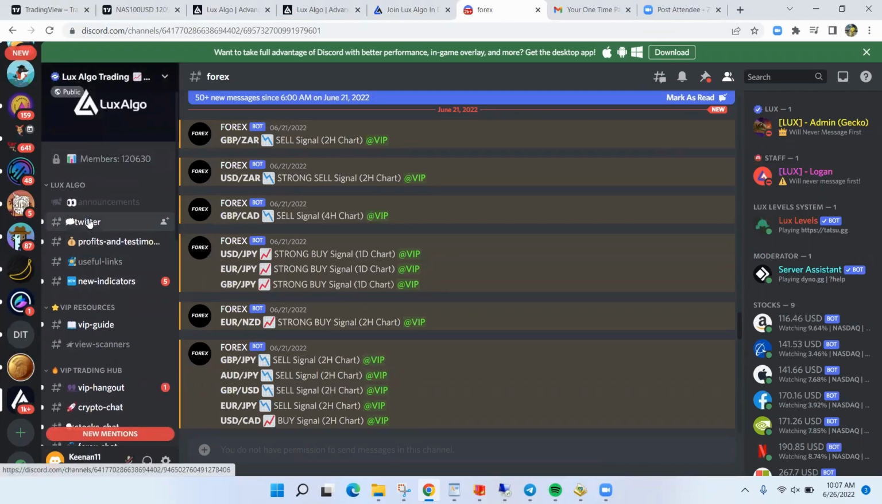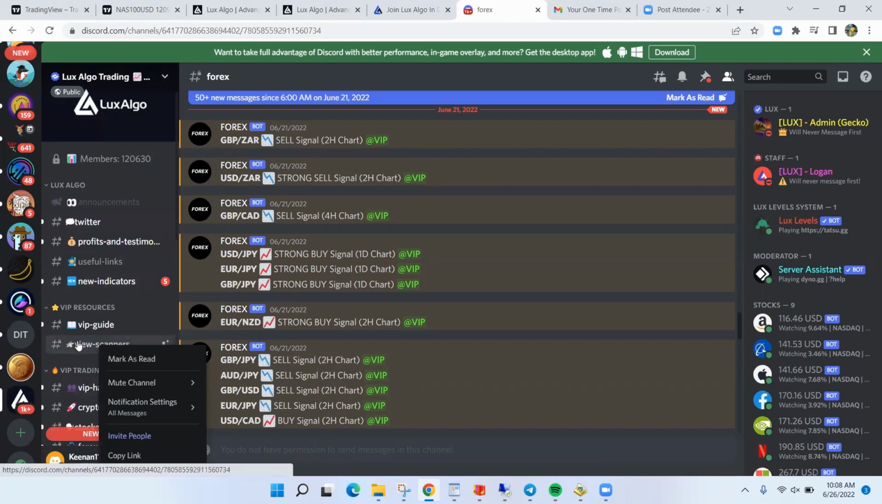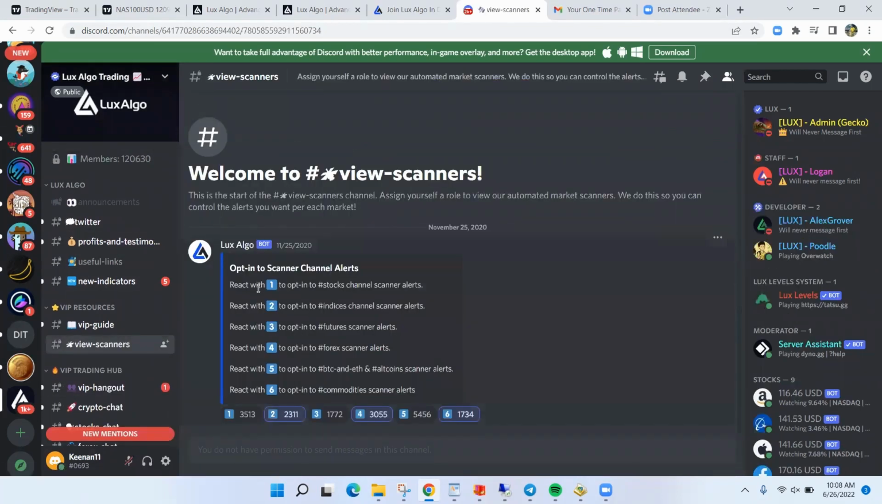We're going to go over some of the main ones. But you can go here where I just saw it, view scanners. And you see right here, it says you can react with a number to unlock or opt into stocks, indices, futures, Forex, Bitcoin and Ethereum, and commodities. So I personally trade the Forex markets, the indices market, and the commodities market. Let me go ahead and show you.